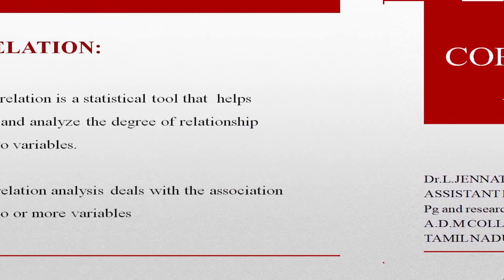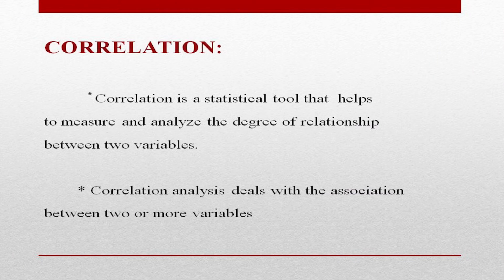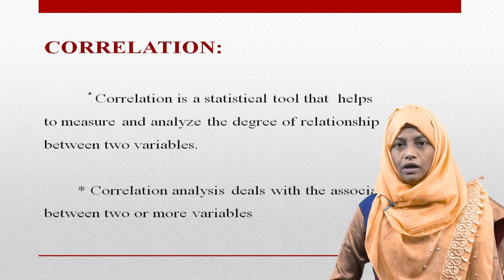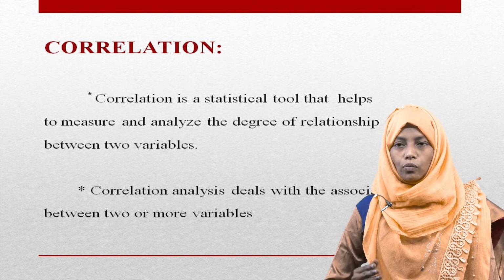Today, we will have a discussion about correlation and its applications. Correlation is a very important topic and it will be used in a lot of places in statistics and mathematics. Dear students, first understand the definition of correlation. Correlation is a statistical tool that helps to measure and analyze the degree of relationship between two variables. That is, it deals with the association between two or more variables.